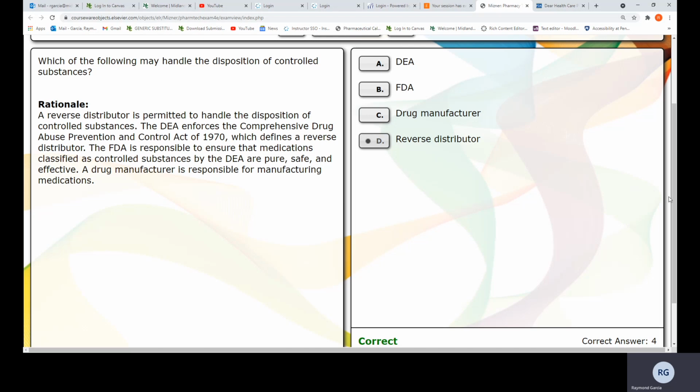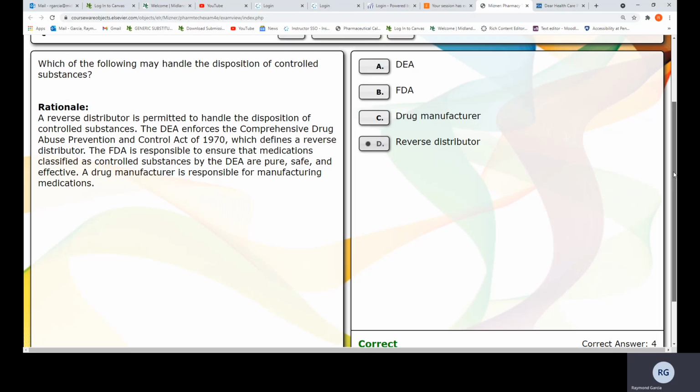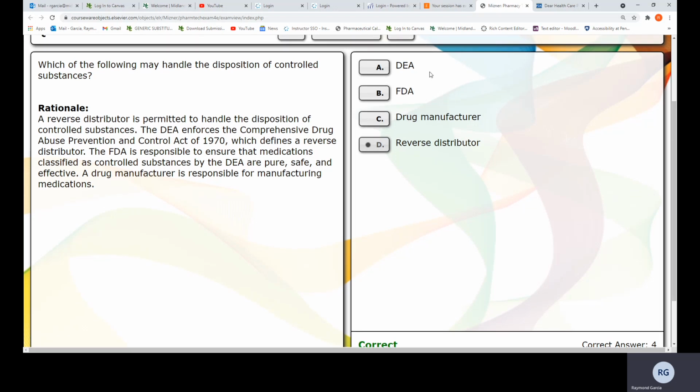The FDA is responsible to ensure that the medications specified as controlled substances by the FDA are pure, safe, and effective. The drug manufacturer is responsible for manufacturing medication. Where's distributed?